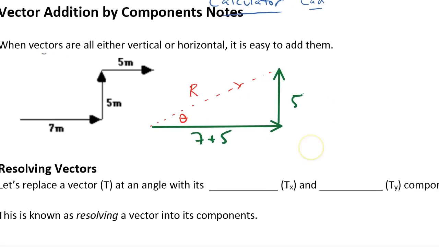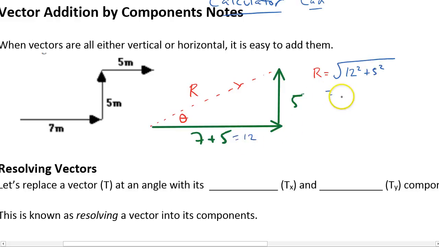So here, let's even finish it off. The resultant is going to be equal to the square root of 12 squared plus 5 squared. In case you didn't notice, 7 plus 5 is 12. So that answer is 13 right on the dot. It's one of those cool Pythagorean triples, right? You've got your 3, 4, 5s, but don't forget your 5, 12, 13. It's a really handy triple.